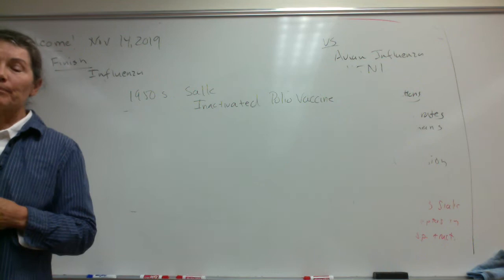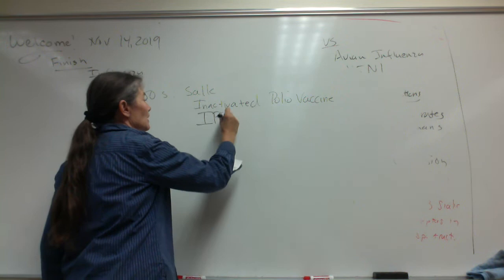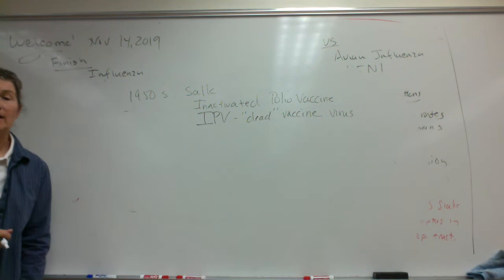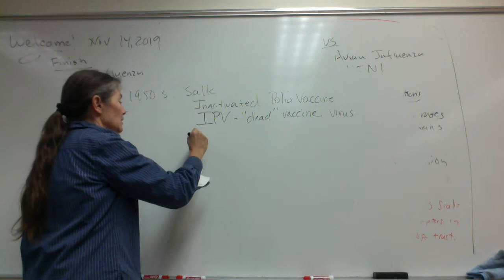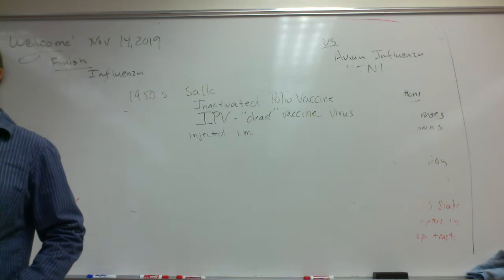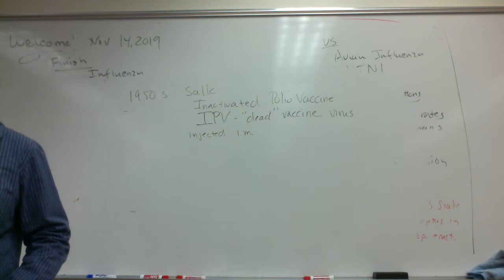It's often abbreviated as IPV. So this is the so-called dead vaccine virus. So you guys, do you think a dead vaccine virus can cause disease? No, it can't. All right? One of the drawbacks was it had to be injected IM, intramuscularly, so you needed sterile syringes and needles, right, and people that could do it. And certainly little kids are not going to be keen to go get their polio vaccine, right, because it means they're going to get a shot, and those hurt, right?